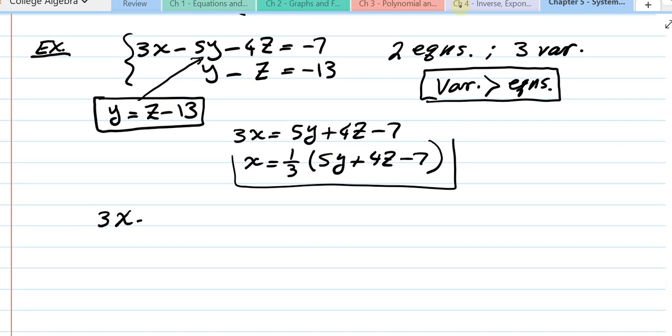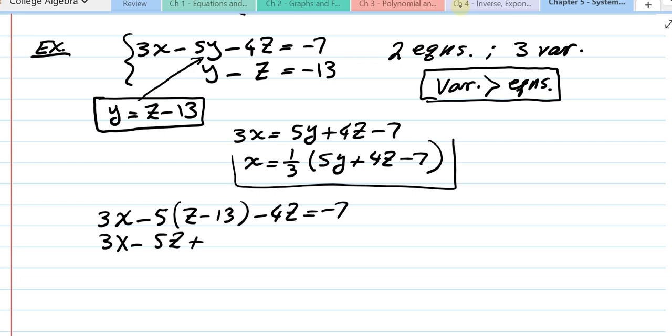So that's 3x and negative 5y. Y is z minus 13. Negative 4z equals negative 7. That would be 3x and negative 5z plus 65. Negative 4z equals negative 7. Combine like terms, 3x negative 9z, subtract 65, negative 72, right?